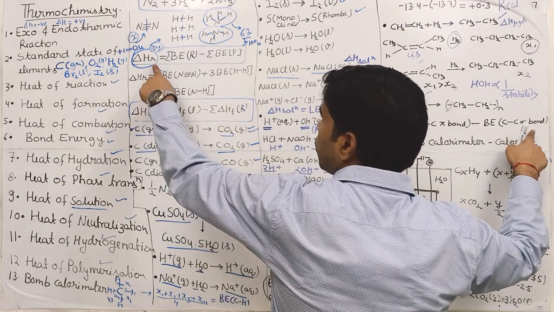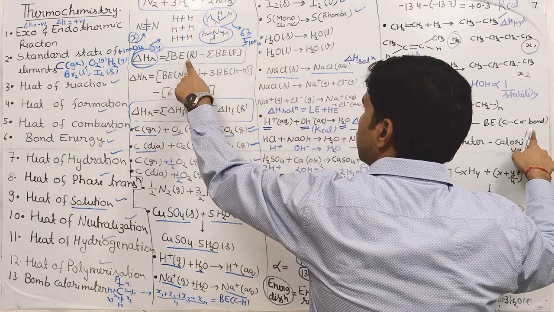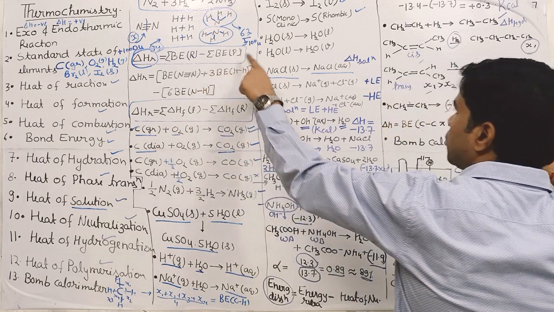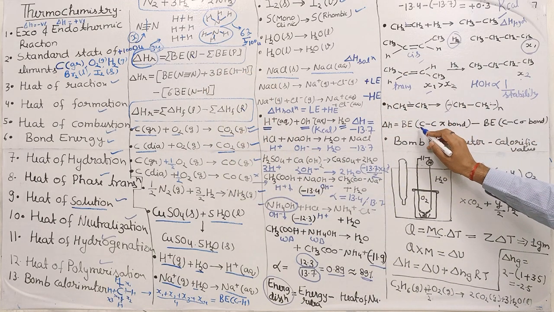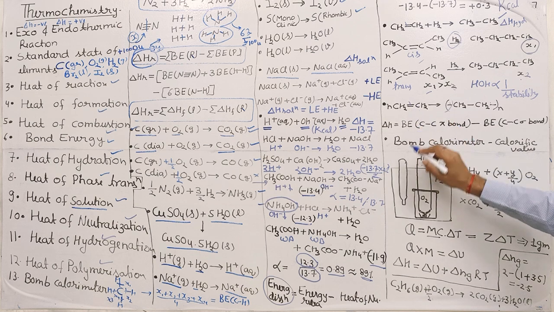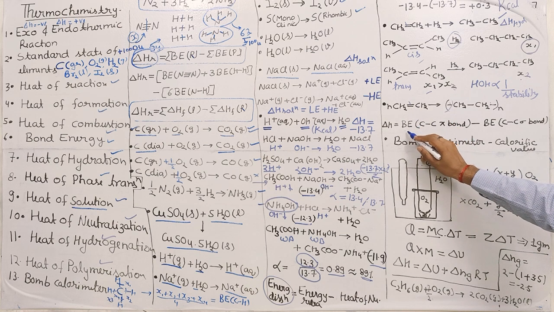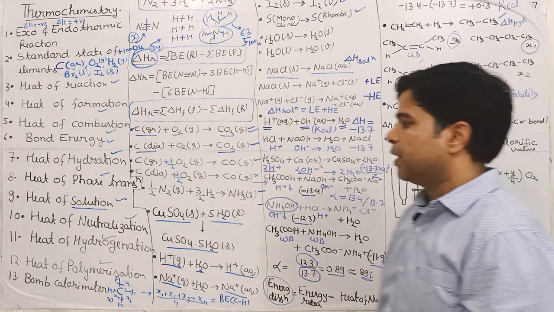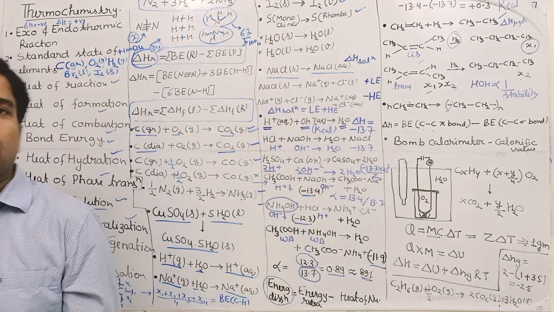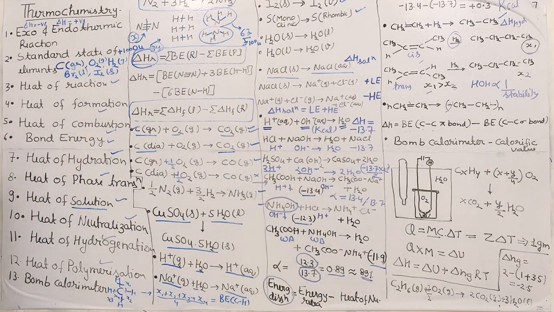Then we have to apply this formula: summation of bond energy of the reactants minus summation of bond energy of the products. In the reactant we are breaking the pi bond, so we have the bond energy of the C-C pi bond minus the bond energy of the C-C sigma bond. By solving this we can calculate the heat of polymerization.